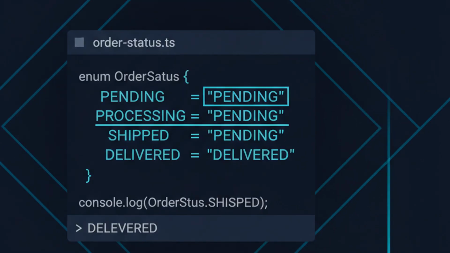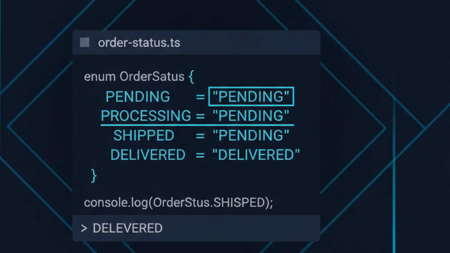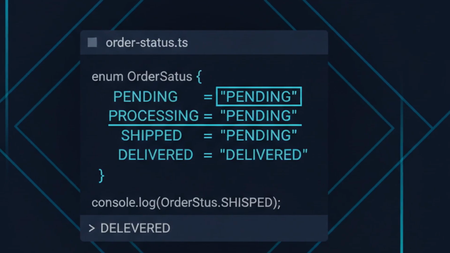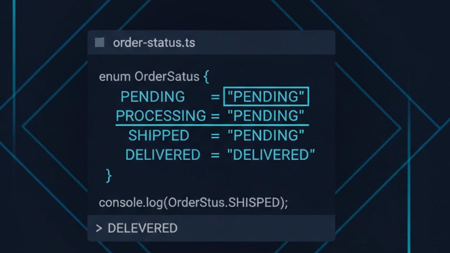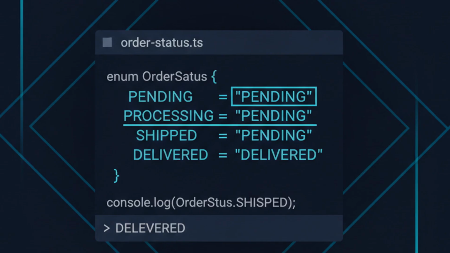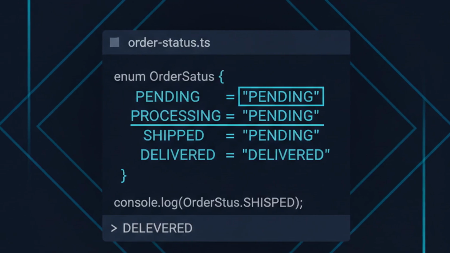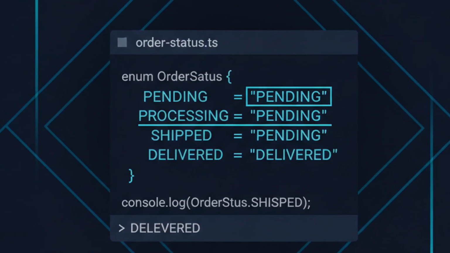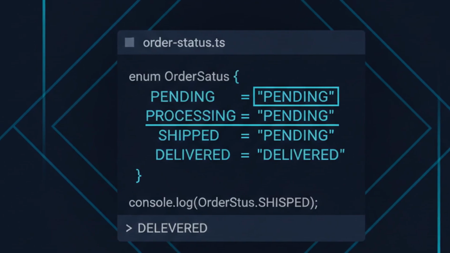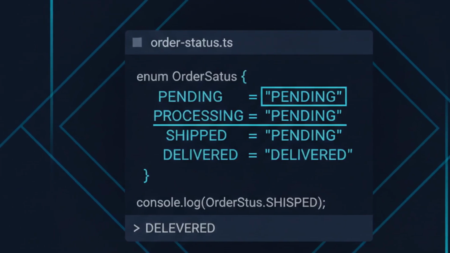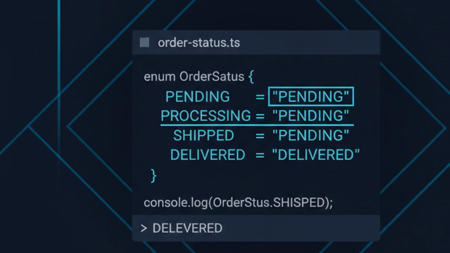String enums fix the readability problem. Here, we explicitly assign a string to each member. Now, OrderStatus.Pending isn't a mysterious 0. It's the actual string "pending". When you log it, save it to a database, or send it in an API response, you get a meaningful value you can actually read. The one rule with string enums: you must give every member a value. There's no auto-increment for strings.